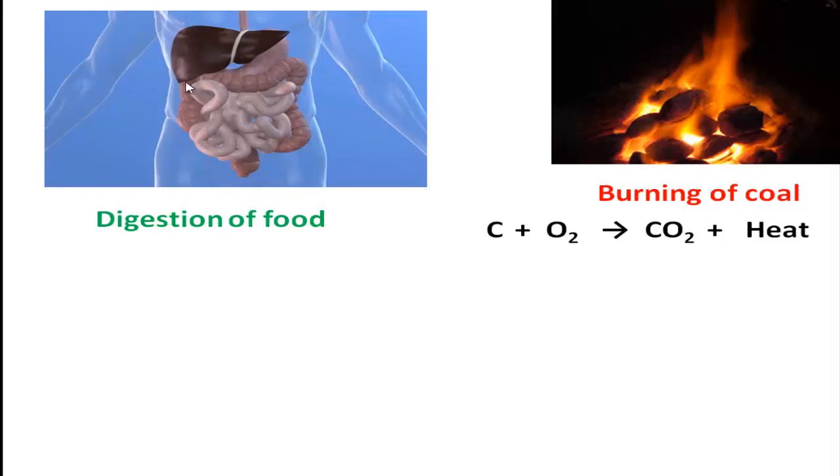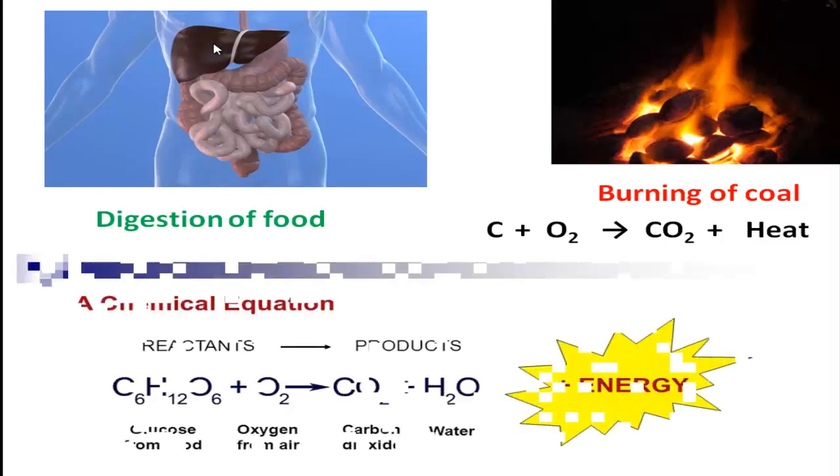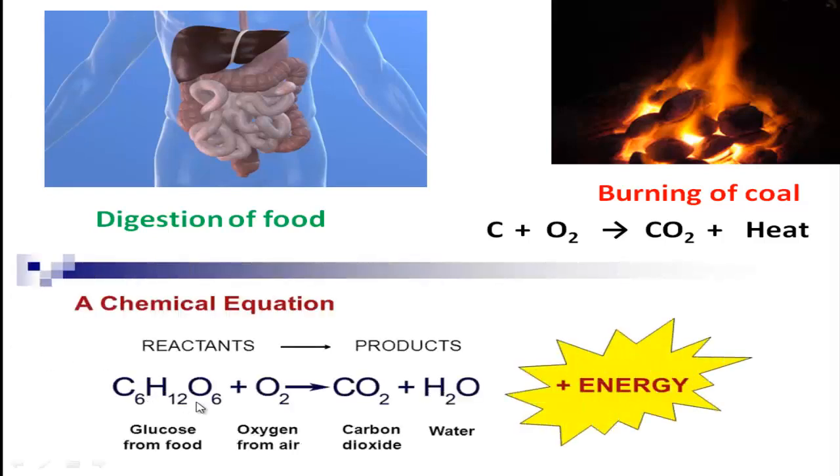Follow the chemical equation of this digestion of food, then it will be clear to you. This is glucose which we obtain from food, which reacts with oxygen which we take from air through our nose, and then what is produced? Carbon dioxide, water and energy. This carbon dioxide gas is not necessary for our health, so we exhale it to the air, and this water is absorbed by our body.